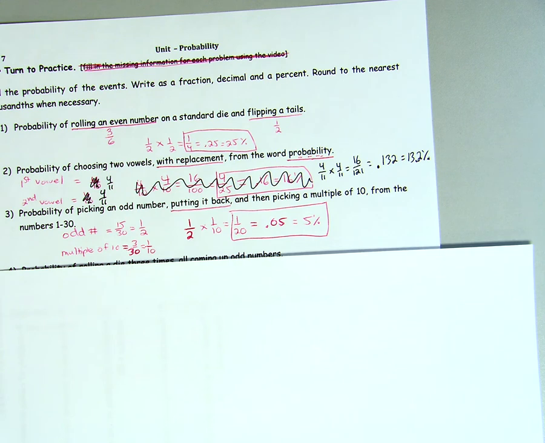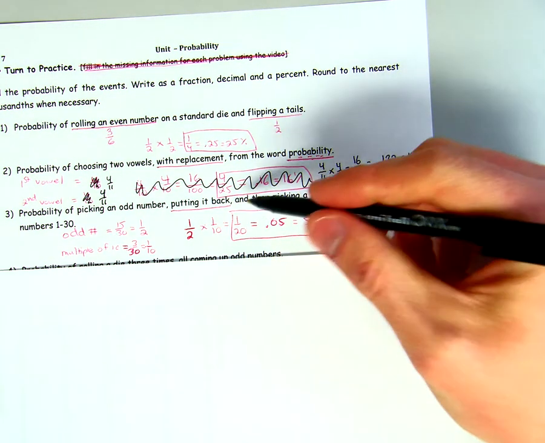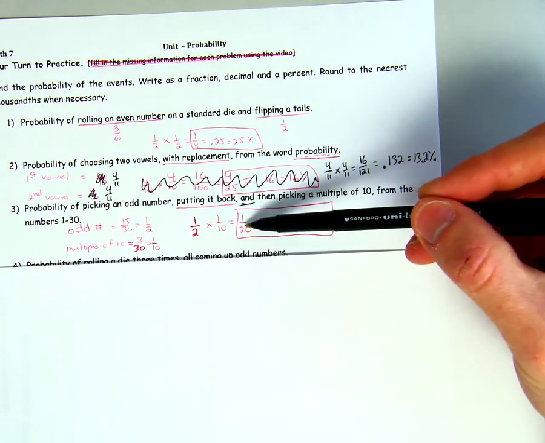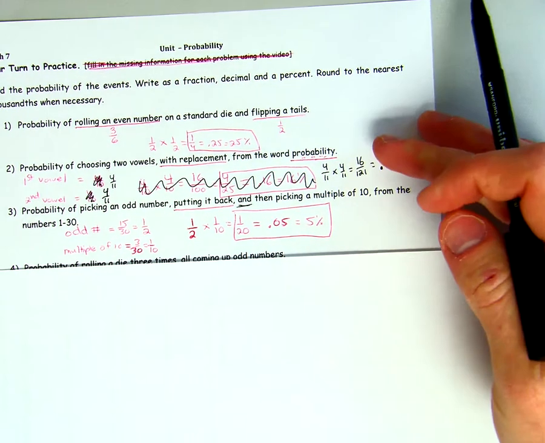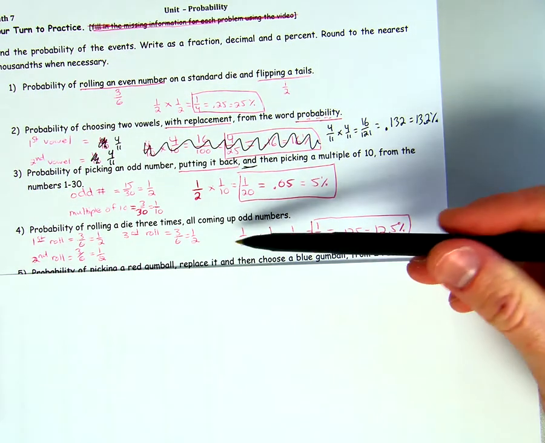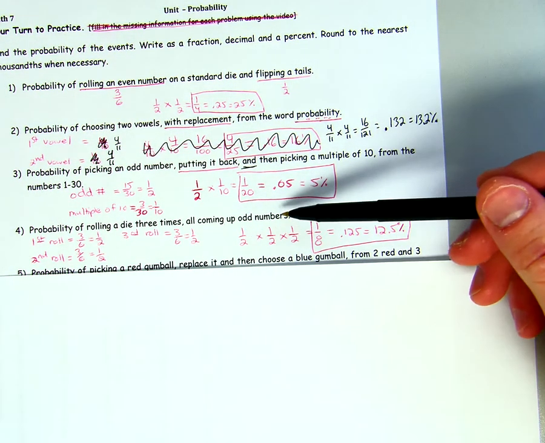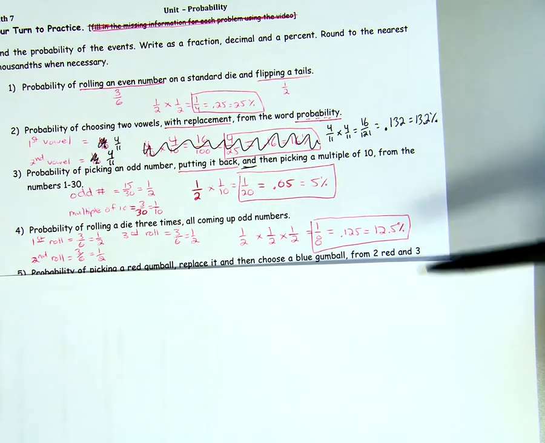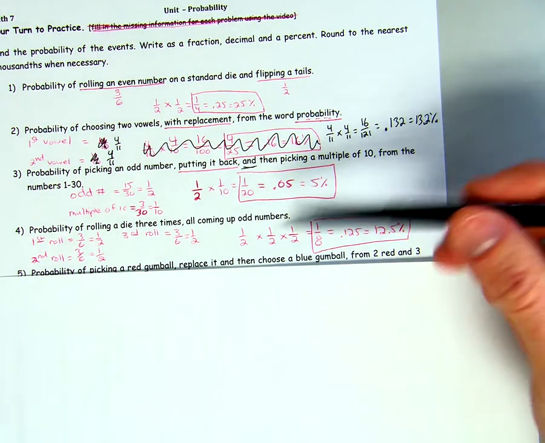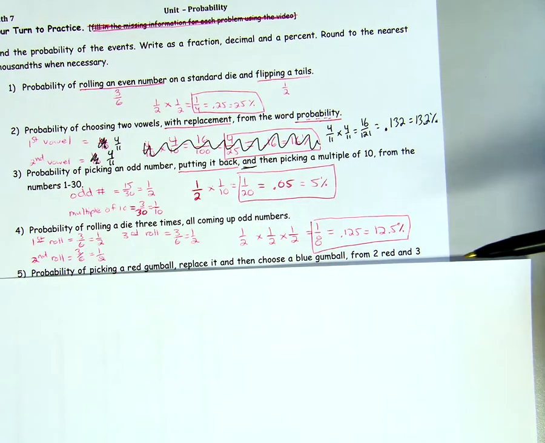I'm going to go ahead and multiply them together because I have to do both of those. There's that and in there. Half times one tenth is 1/20th, which is 0.05 or 5%. Number four, probability of rolling a die three times, all coming up an odd number. So my probability to get an odd number is half for each of the rolls, okay? And then I do half times half times half, equaling 1/8th.